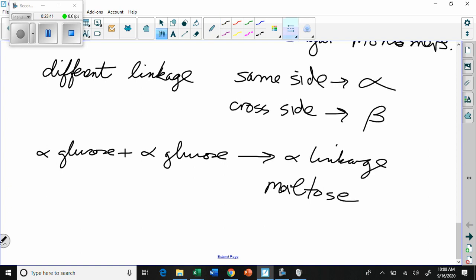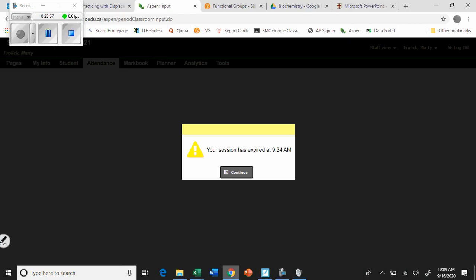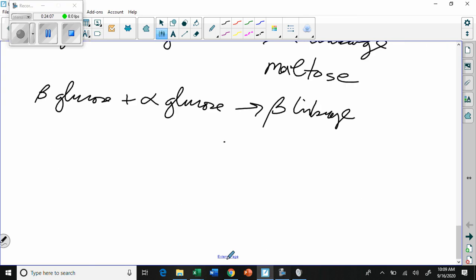But if you take a beta glucose and you stick it to an alpha glucose, we saw it's possible to get the beta linkage or the cross linkage. It's the same two sort of molecules, but because of the isomers, we had the beta and the alpha creating the beta linkage, which is a whole different shape. And that different shape means it reacts differently chemically, and it has a whole different name, and it was lactose.